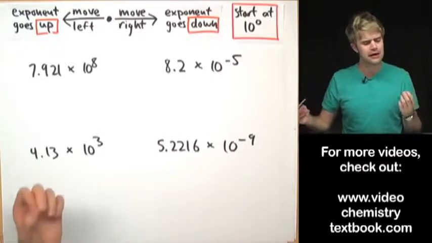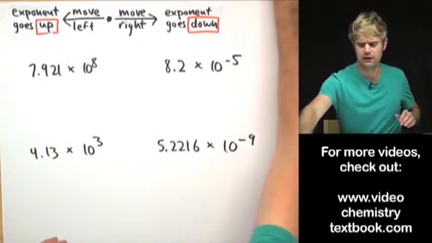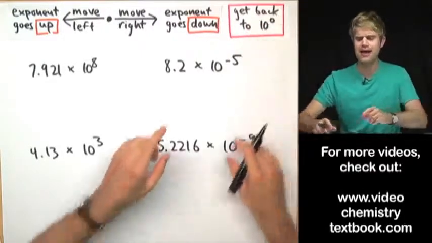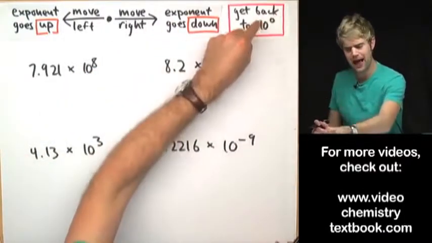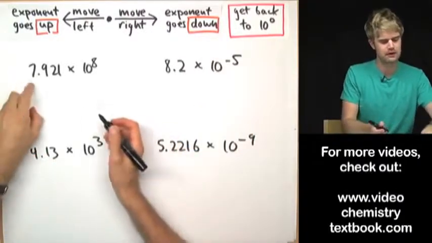Okay? Here's how I do this. I like to think that we need to take the number and get the exponent back to 10 to the 0. Here's what I mean by that. Let's start up here.